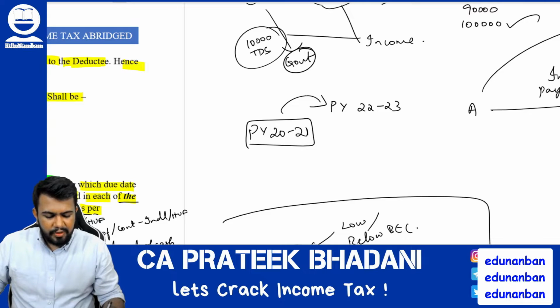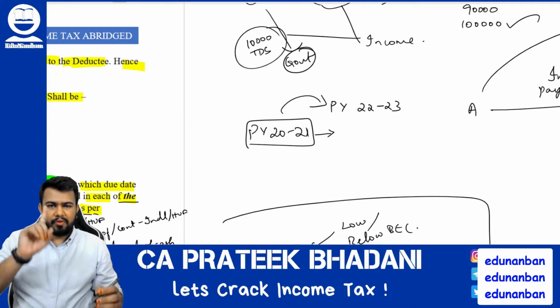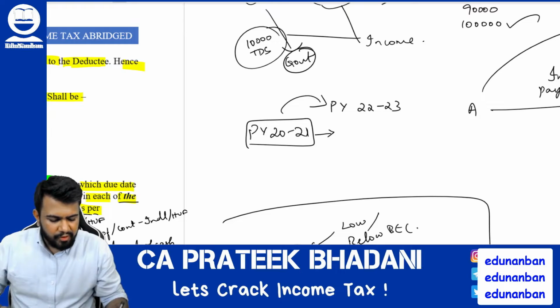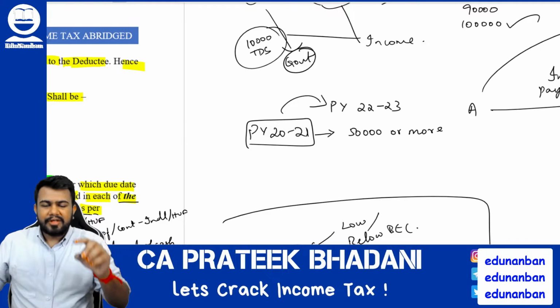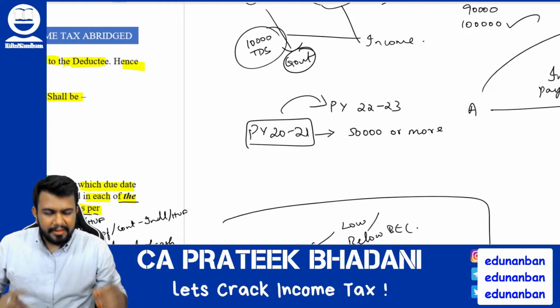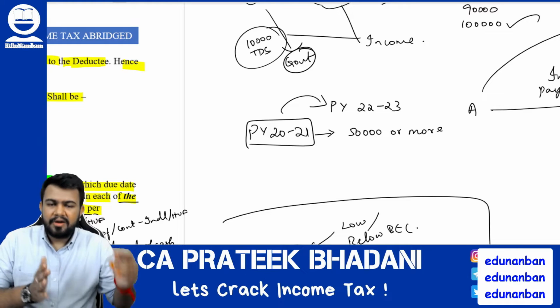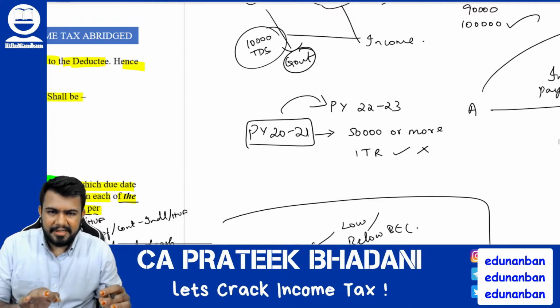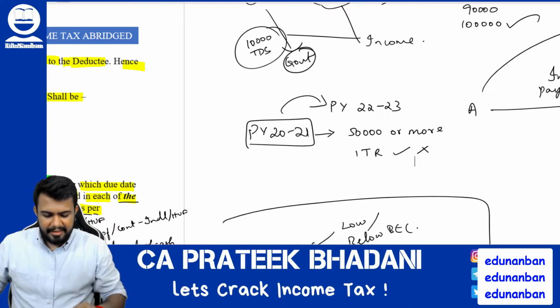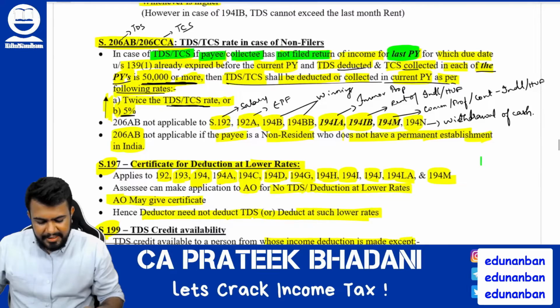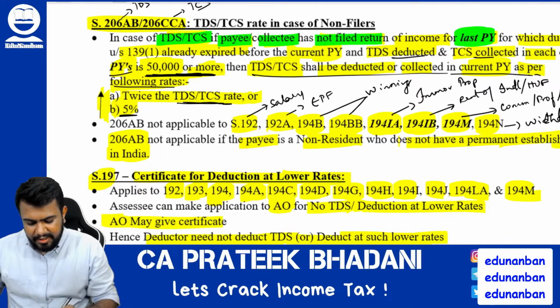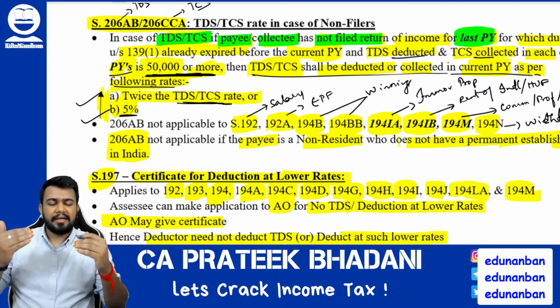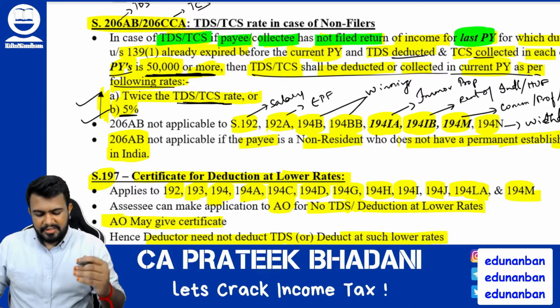So in previous year 2021, we should see, number 1, whether the TDS or TCS was 50,000 or more. If it was 50,000 or more, we should also see whether the person for whom the TDS is being deducted or TCS is being collected has filed their income tax return. Whether it is filed or not. If they have filed their income tax return, no problem. But if they have not filed, then the TDS or TCS will be twice the TDS or TCS rate or 5%, whichever is higher. Twice the rate or 5%, whichever is higher.